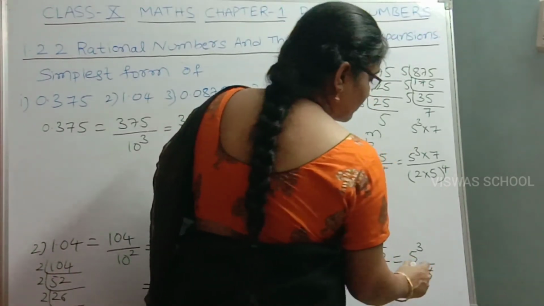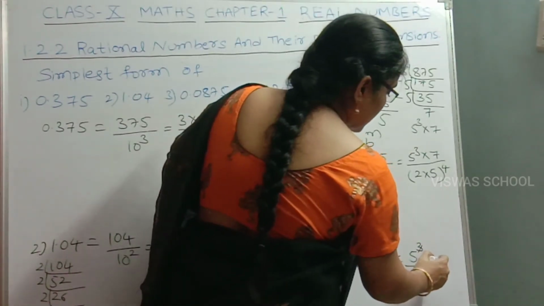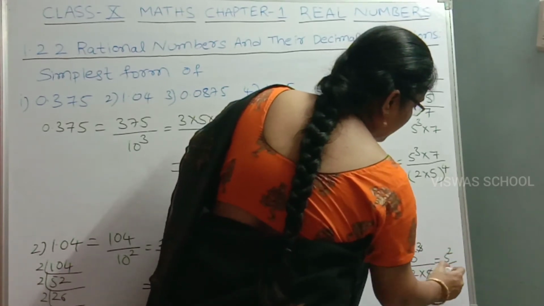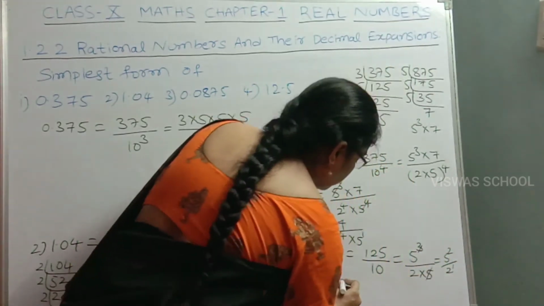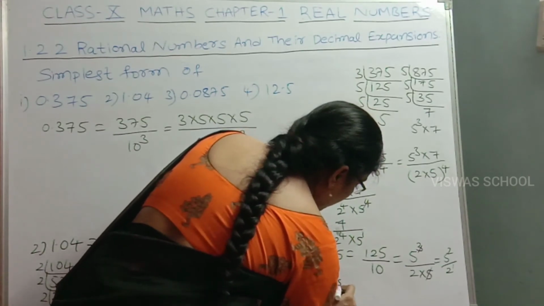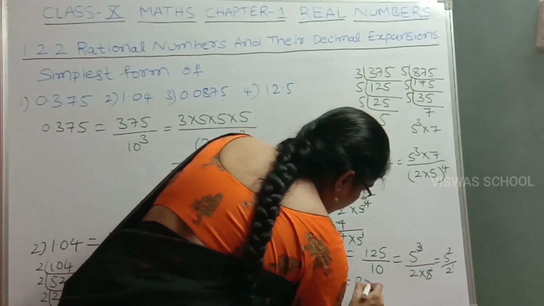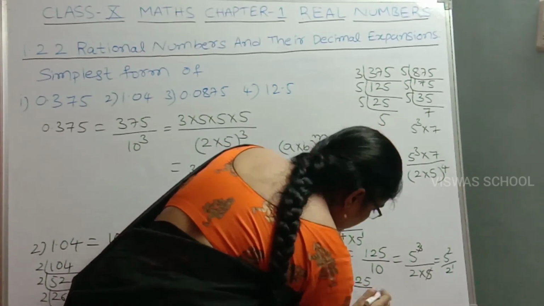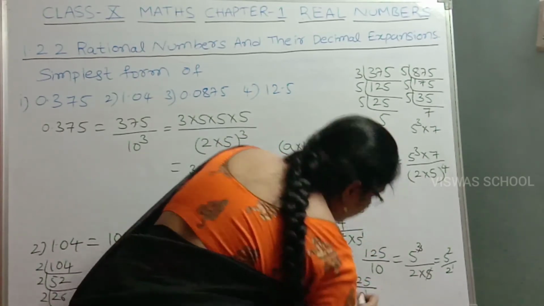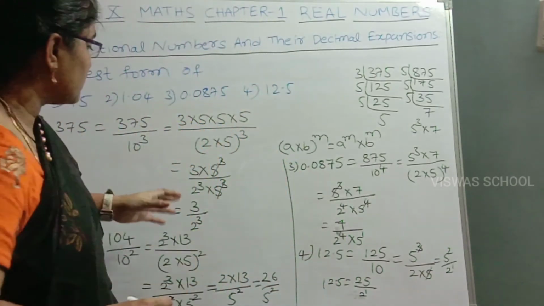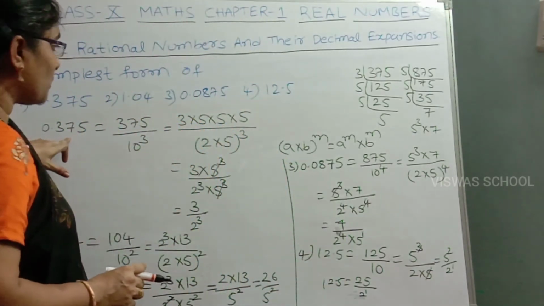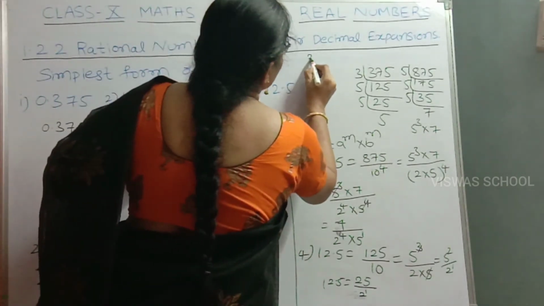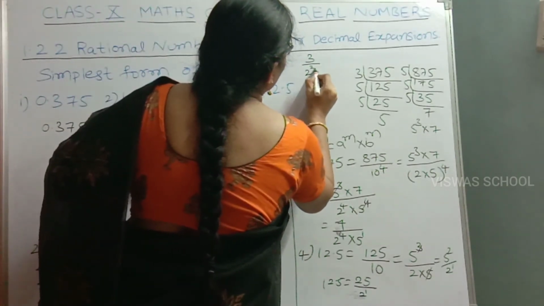Here one 5 is cancelled. Now the remaining is 5 to the power of 2 by 2 to the power of 1. That is, 12.5 is equal to 25 by 2. Once you observe all these, first 0.375 is equal to 3 by 2 to the power of 3.